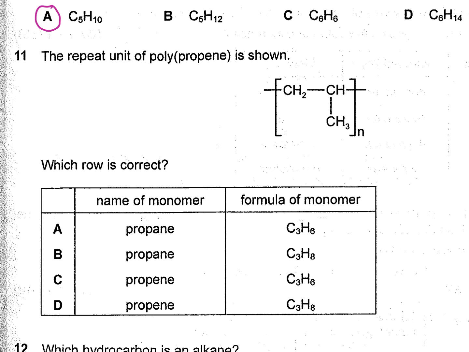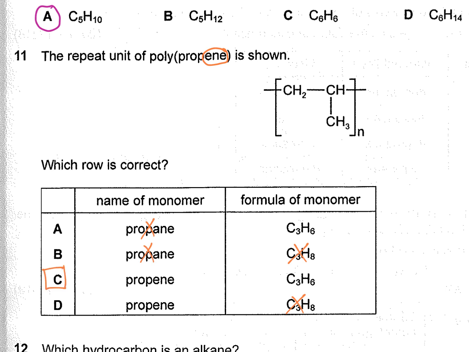You are told that you are given a repeat unit of a polypropene. So based on the formula, how many carbon and hydrogen atoms do you have? 3 carbon, how many hydrogen? 6, right? So your answer has to be either A or C already. And remember the name of the addition polymer derived from the name of the monomer. So realize that your monomer is a propene. Therefore, your answer can only be a propene. That's why the answer is C.